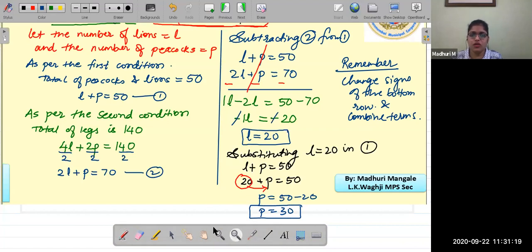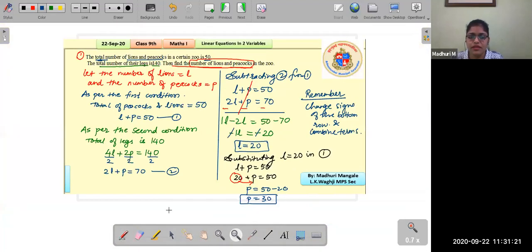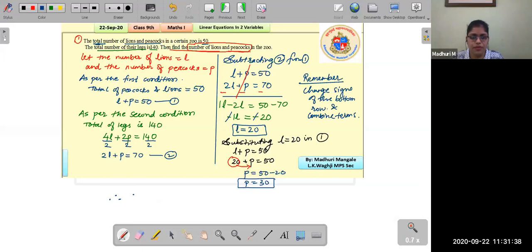And now we will do the closing part. How can that be done? The conclusion, we write the conclusion as, therefore, the number of peacocks is equals to 30 and the number of lions is, yes, that is equals to 20.